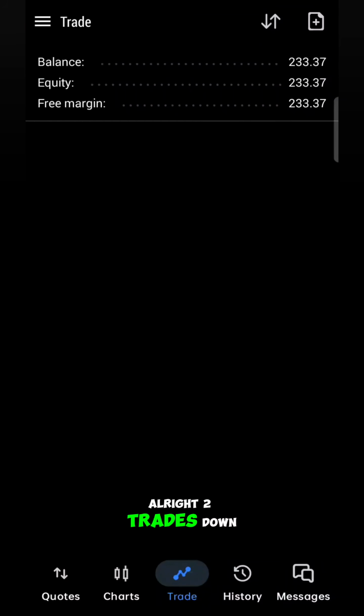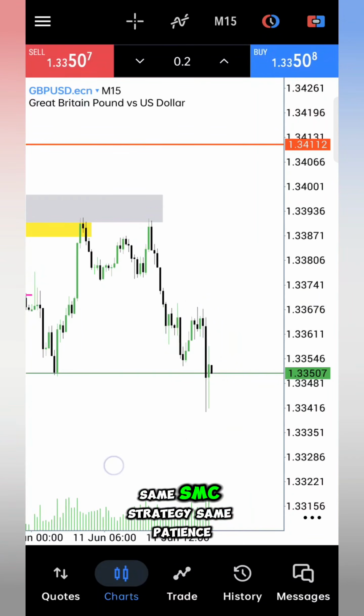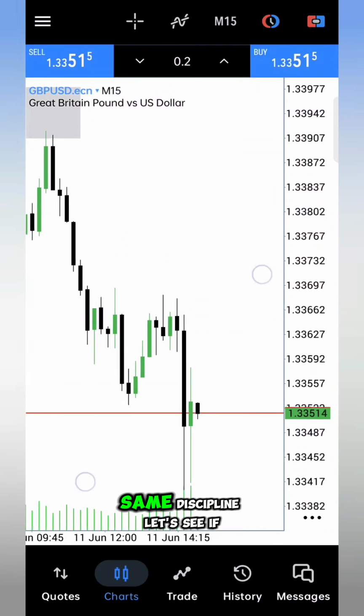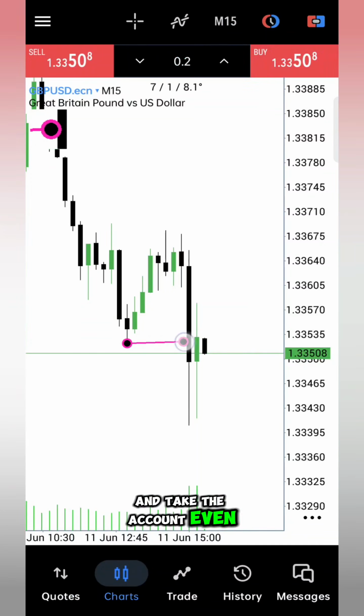Alright, 2 trades down, both closed in profit. Account is growing, strategy is working, but there's one more setup on the chart that I can't ignore. This is the final trade of the session. Same SMC strategy, same patience, same discipline. Let's see if we can close this out strong and take the account even further.